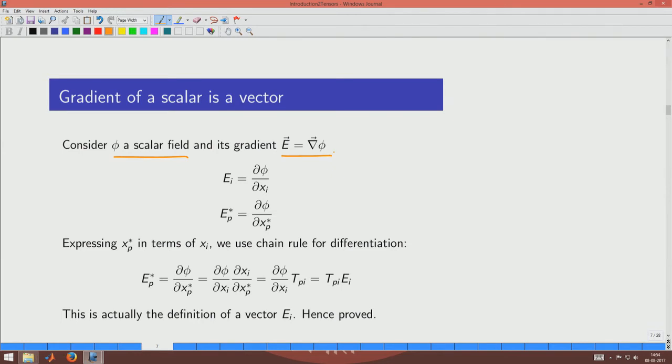So, we define what will be the gradient in the old coordinate system, and then the gradient in the new coordinate system. Okay. Now, what we see is that we want to express the new in terms of the old. So, this is the new. In the new coordinate system, what is the gradient?